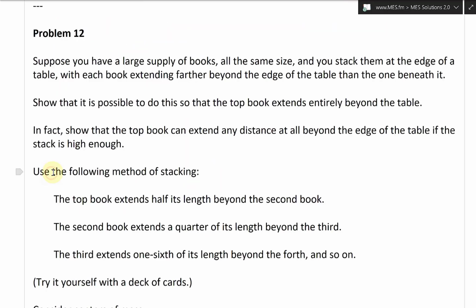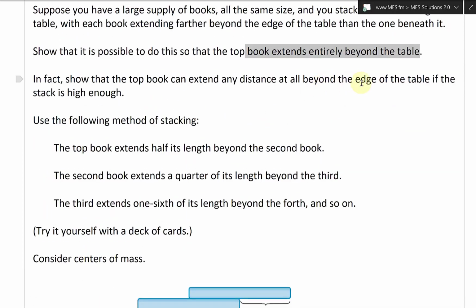So extend forever. And yeah, we're asked to show that the top book can extend any distance at all. But first show that it's possible to do this so that the top book extends entirely beyond the table. And to basically show it for any distance at all, which is quite fascinating, beyond the table.